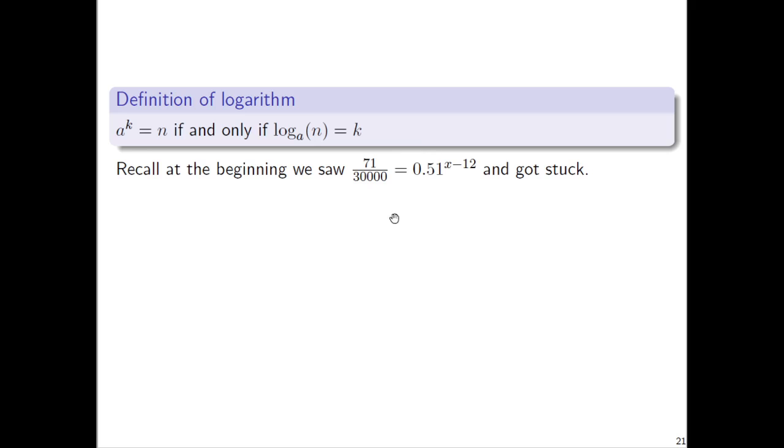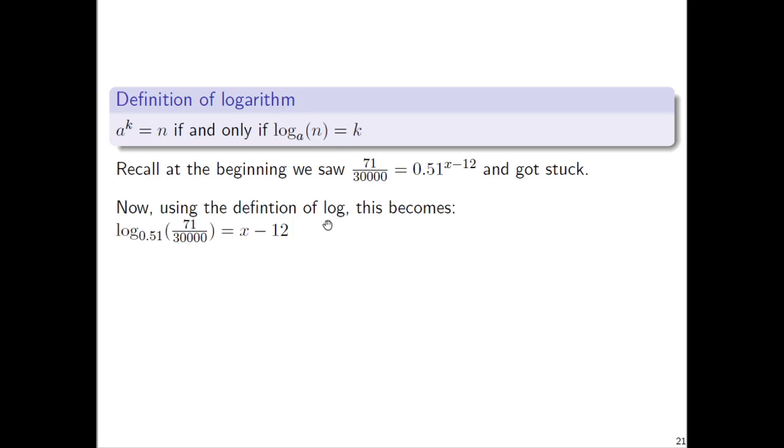But take a look at how this actually fits the format of a to the k equals n. Okay, so the n is this fraction 71 over 30,000. That's just a number. The a is 0.51, and then the k in this example is x minus 12. So we'll plug in those pieces here and then convert the equation to look like this. Okay, using the definition of logarithm, we get log base 0.51 of the fraction 71 over 30,000 is equal to x minus 12. So we got to match up the pieces here.